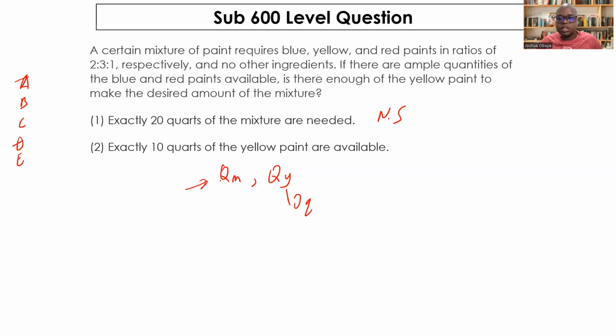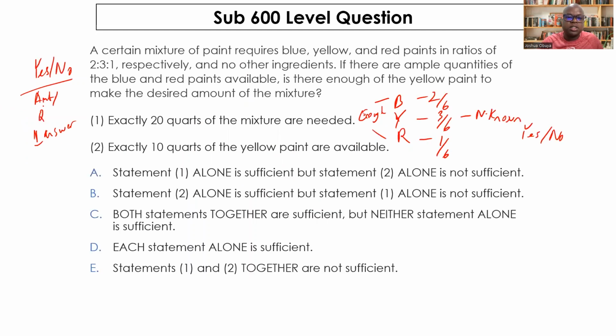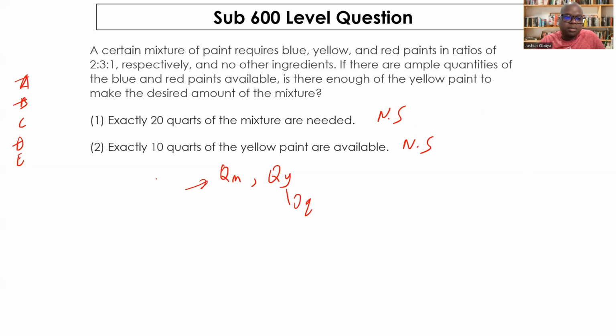What if it's any value? So it can switch between yes and no. If it can switch between yes and no, then it's not sufficient either. So this one also is not sufficient, and therefore we rule out answer choice B. Statement 2 alone is not sufficient. The first statement we ruled out earlier. With these two ruled out, we're left with answer choices C and E.